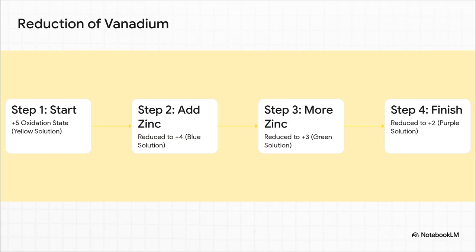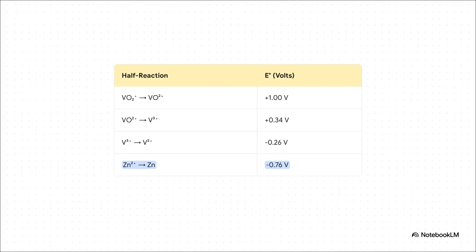Then it turns green as it hits +3, and finally it becomes this deep, rich purple as it reaches the +2 state. It's like a rainbow in a test tube. So, why does this happen? Well, the answer is in these numbers. They're called standard electrode potentials, and they basically measure how much a substance wants to gain or lose electrons.